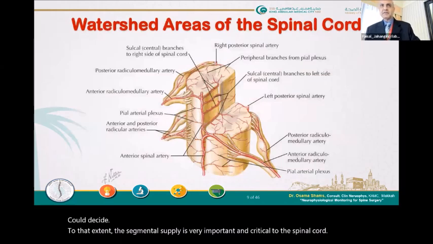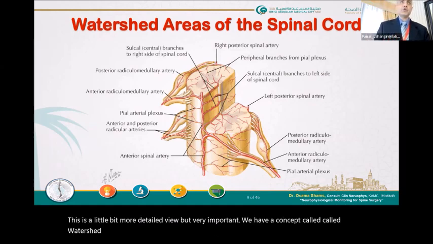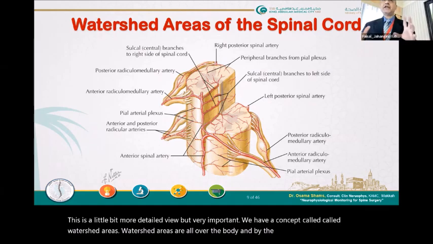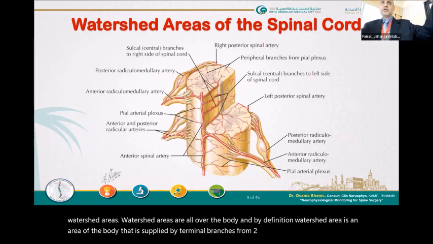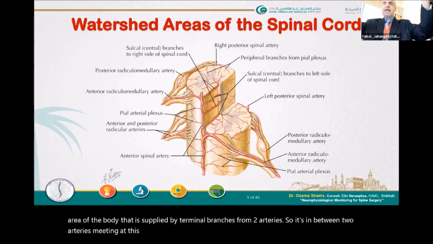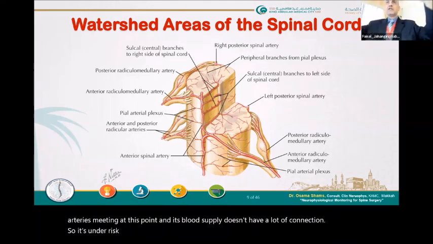This is a little bit more detailed view, but very important. We have a concept called watershed areas. Watershed areas are all over the body. And by definition, a watershed area is an area of the body that is supplied by terminal branches from two arteries. So it's in between two arteries meeting at this point, and its blood supply doesn't have a lot of connection. So it's at risk of ischemia if any of these arteries is affected or there is ischemia.